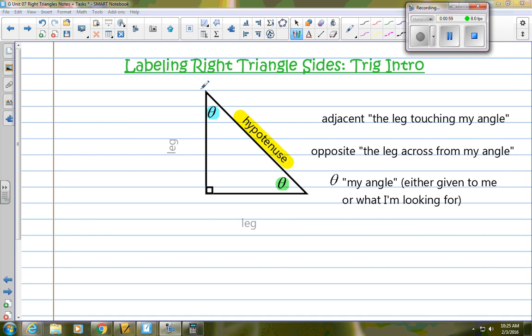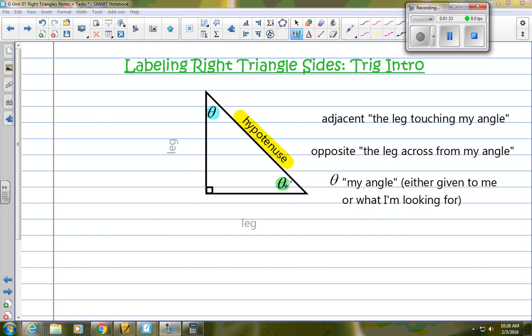So if you remember, the hypotenuse is always the side that's across from the right angle. It's always the longest side. Our other two sides are called the legs. When we talk about trig, we need to be able to label our legs with two different names. Adjacent, which means the leg that's touching the angle I'm looking at, or opposite, which means the leg across from the angle that I'm looking at. So adjacent and opposite are going to be labeled depending on which of the two angles you're referring to.